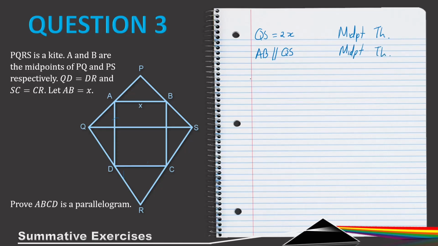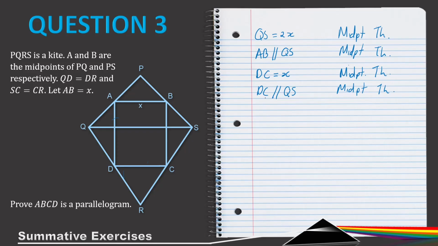Okay, now we've established that QS is 2x. Now we can move on to DC. So once we know that QS is 2x, we can say DC is equal to x because it's half of QS. So we say that because of the midpoint theorem. Okay, and then we can also say that DC is parallel to QS, also the midpoint theorem.